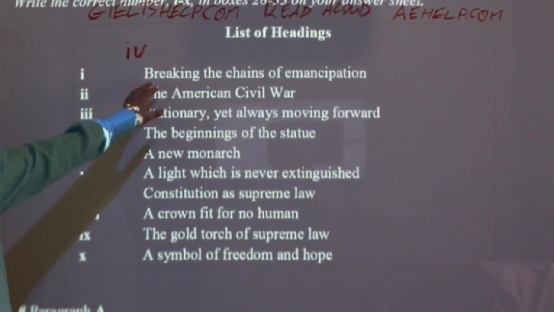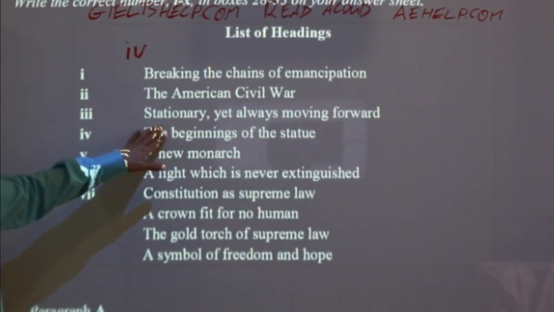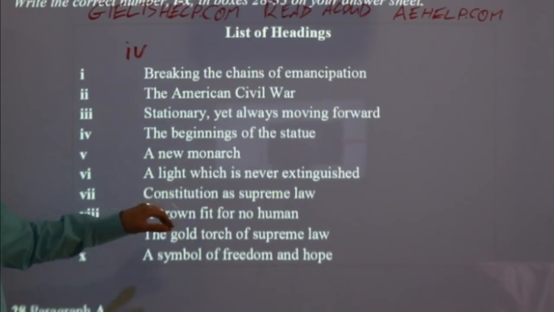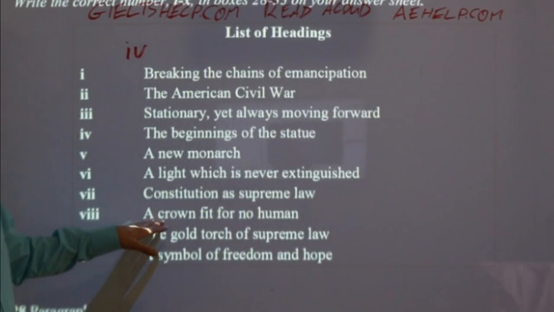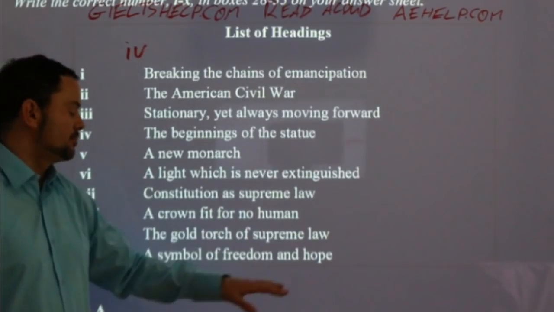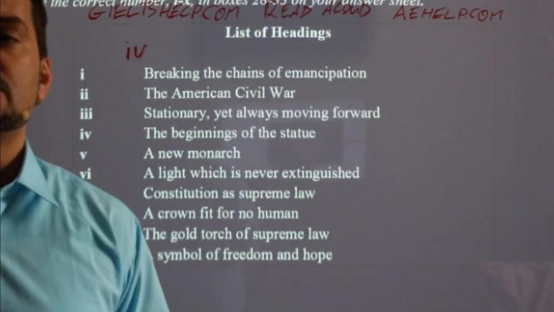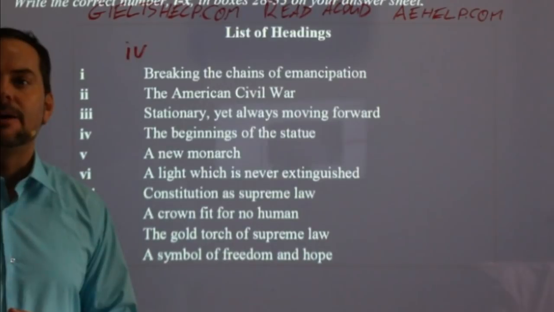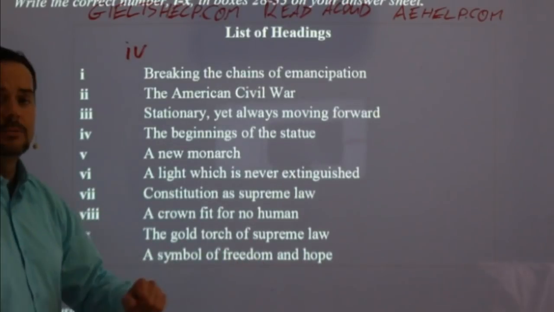Okay. Breaking the chains of emancipation, the American Civil War, stationary yet always moving forward, the beginnings of the statue, a new monarch, a light which is never extinguished, Constitution is supreme law, a crown fit for no human, the gold torch of supreme law, a symbol of freedom and hope. What do you think? What is the closest match to my answer? Okay, so Amin, Irakli, Zaina, Khyber, Hassan, Rekha are all saying that the closest match to what we just said is a symbol of freedom and hope. I agree.